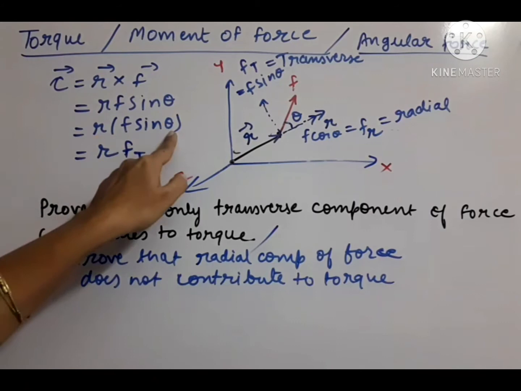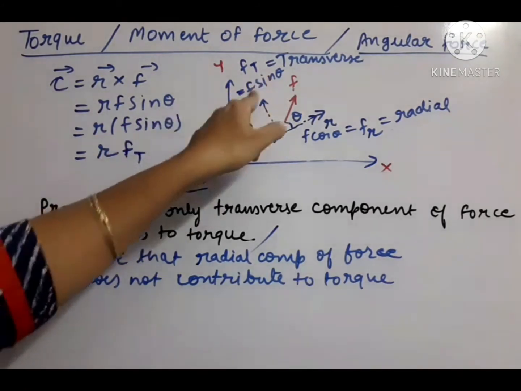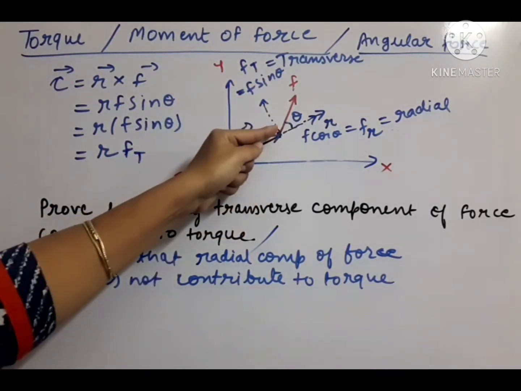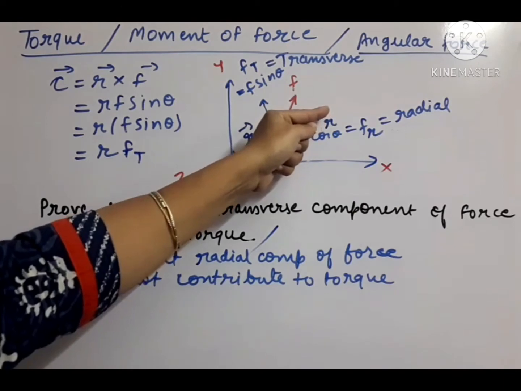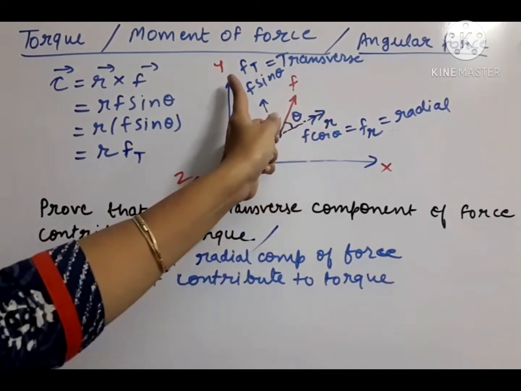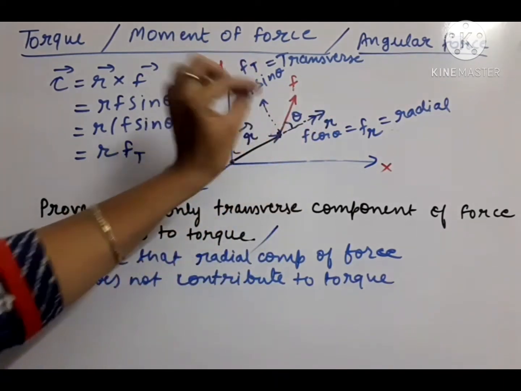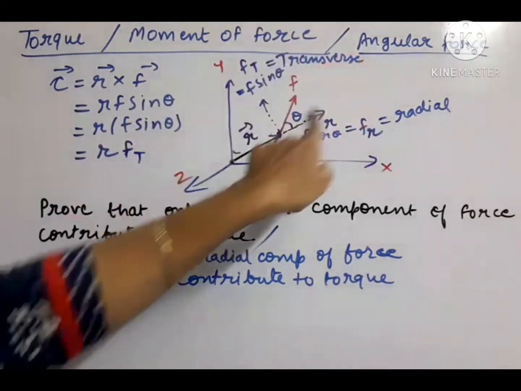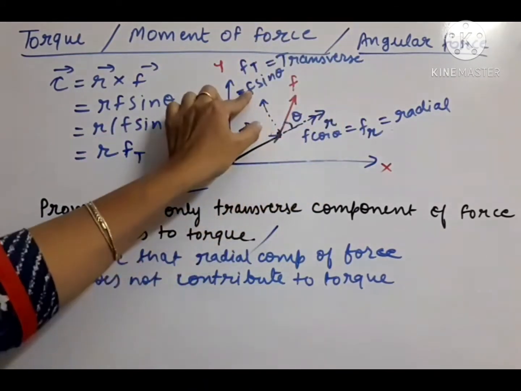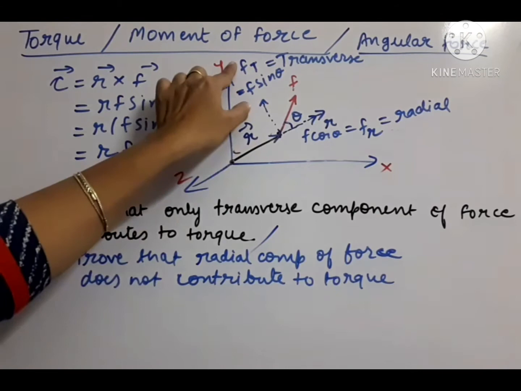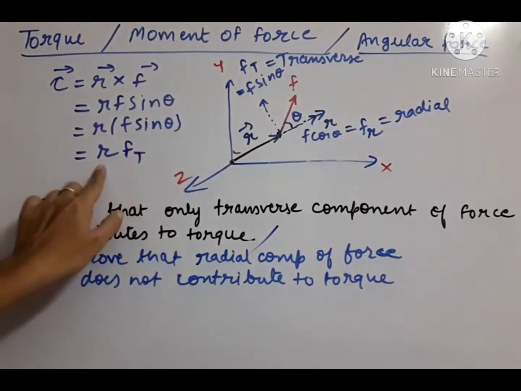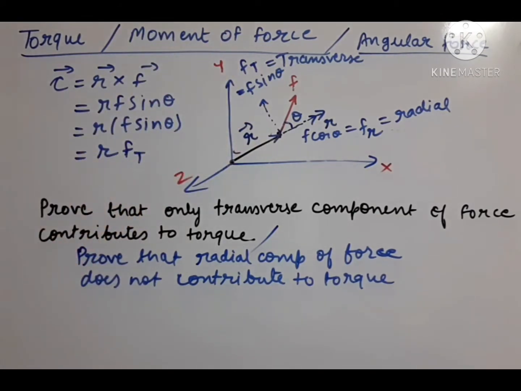F sin theta is clubbed together. So we need to show where is F sin theta. So F cos theta component is this, F sin theta component is this. So we will name it like this. This is radial component because along R, and this is perpendicular to R, so we can call it transverse component. So thus only transverse component contributes to the torque formula.